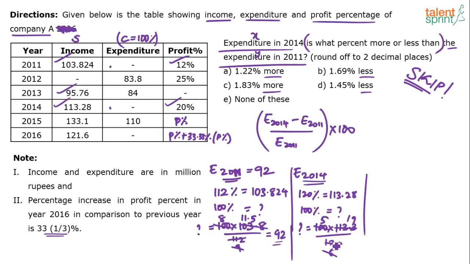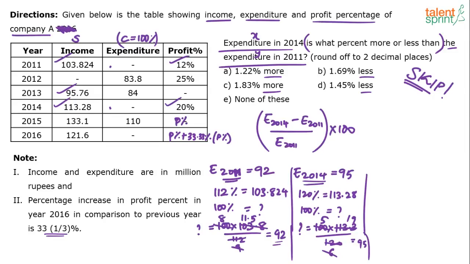I am saying it is 19 times. 114 is 19 times in 6. So 19 into 5. What is 19 into 5? 19 into 5 is equal to 95. So expenditure of 2014 comes out to be 95.